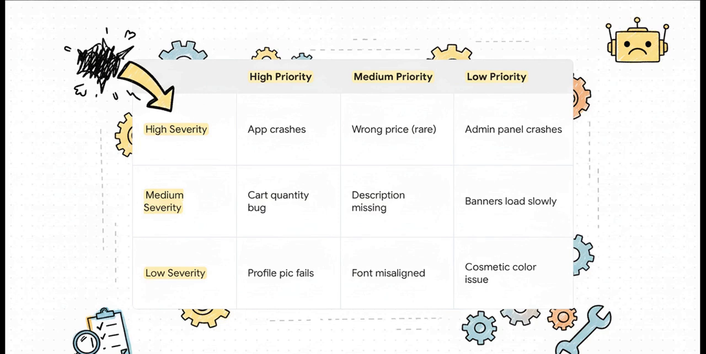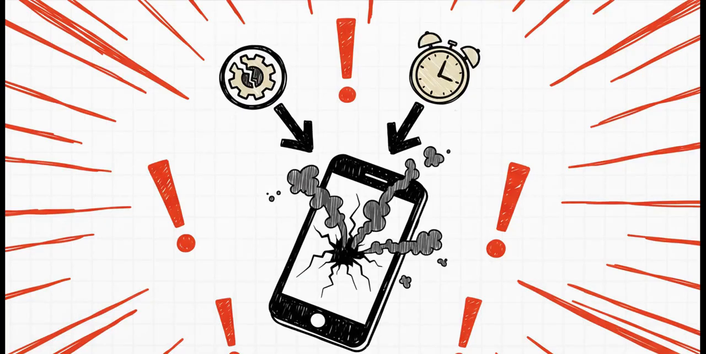So let's look at the two extremes first. That top left corner, that's bug public enemy number 1. This is where high severity meets high priority. What does that look like? Think about an app that crashes the instant you open it. It's a massive problem, it's affecting absolutely everyone, and yeah, it needed to be fixed yesterday.